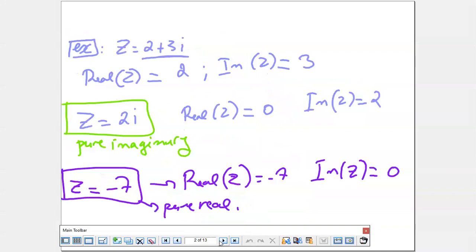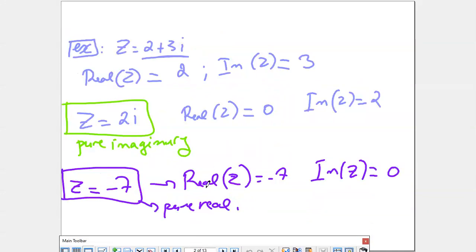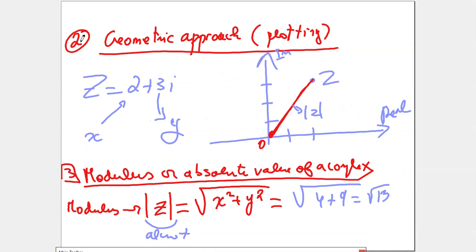Now we will have some operations with the complex number. For example, if you have z is equal to 2 plus 3i, what is the real part of z? It's 2. The imaginary part of z is 3. If z is equal to 2i, I don't have a real part. When the real part is 0, we call it pure imaginary. And the imaginary part is 2. And when z is equal to a real number, there is no imaginary part. When the imaginary part is 0, I'm sorry, we say it's a pure real complex number. Now, how do we plot the geometric approach of a complex number?